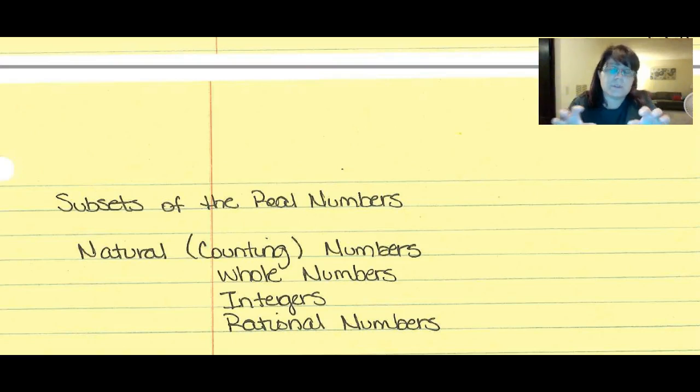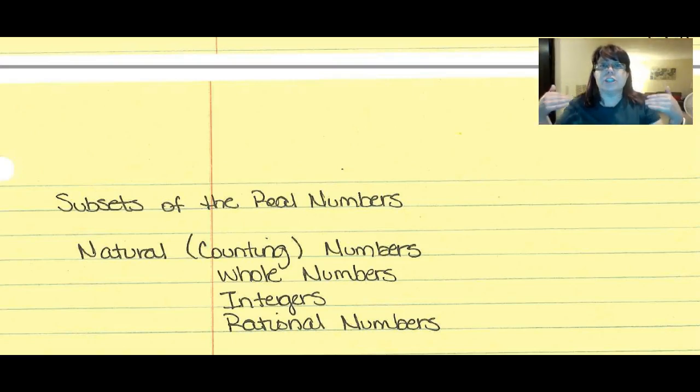It was square roots. It was fractions. It was negatives. It was decimals. So mathematicians like to group things up. And so now we're going to talk about subsets of the real numbers. Now these all belong to the real numbers, but then they're also in a little set of their own. Think of it like this.